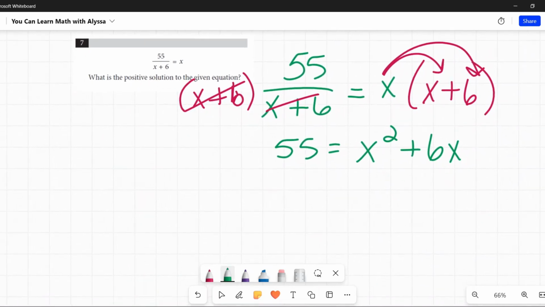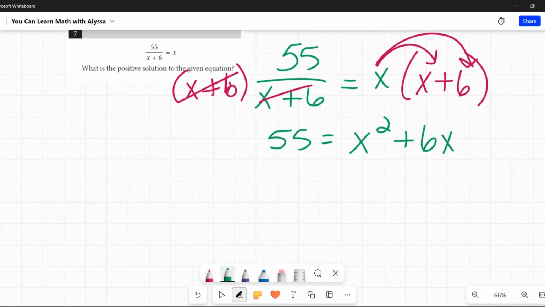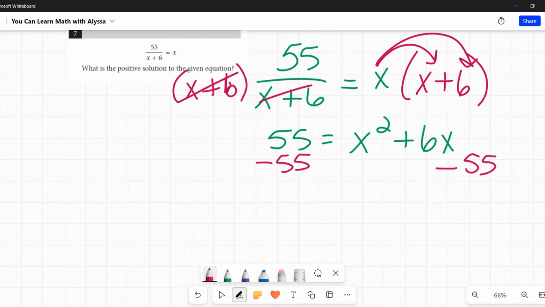Now, if I want to solve, when I say a quadratic, I mean in the standard form. Of course, it's a quadratic, right? It's got an x squared. I mean, it's very close to being a quadratic in the standard form where it equals 0. We want it to equal 0 to be able to solve it. So to get it equal to 0, I'm going to subtract 55 from both sides. And that gives me 0 equals x squared plus 6x minus 55.